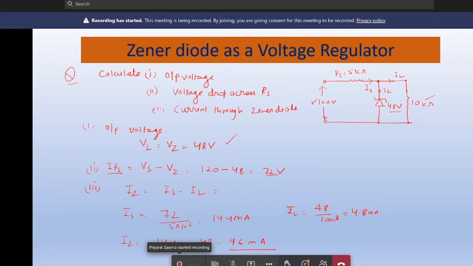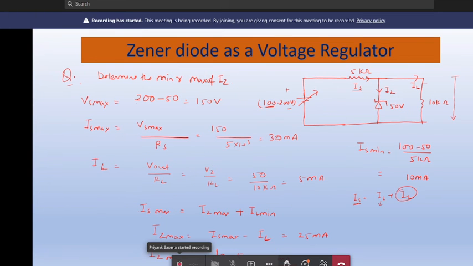जिसको नहीं समझ में आएगा प्लीज पूछ लेंगे. So IS will be equal to how much? IS is 72 because the voltage drop across RS is 72. 72 divided by 5 will be the current through RS, right? IS you calculated, IL you calculated, IL will be 48 divided by 10 kilo ohm. So IZ you can calculate. So is it okay? You got it?